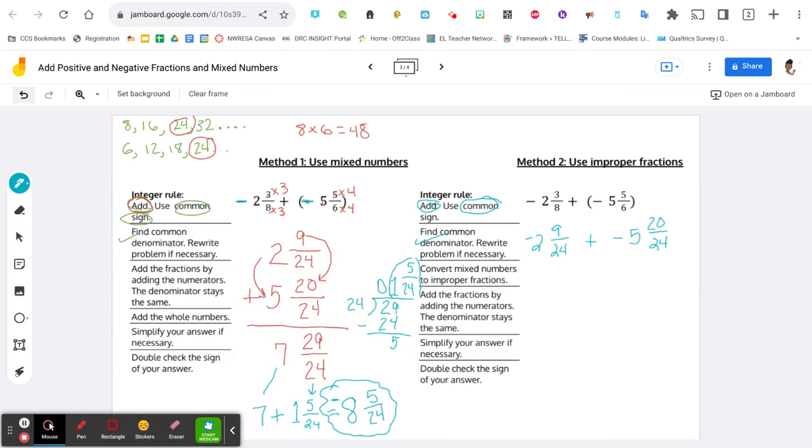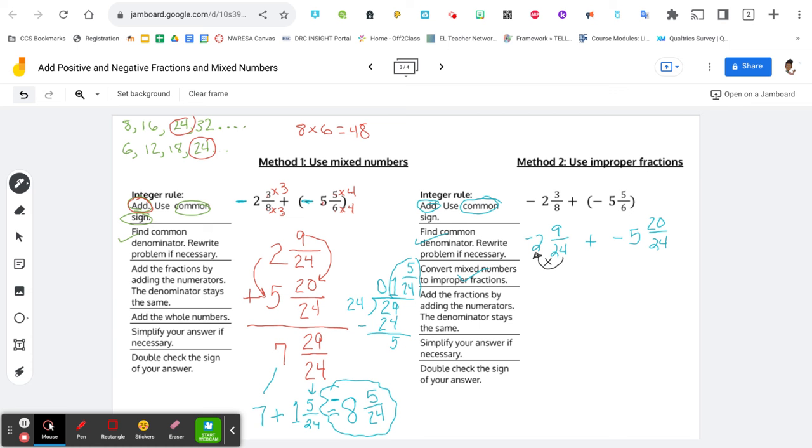Now, here's the part that gets kind of hairy. This whole converting mixed numbers to improper fractions. In elementary school, when you have numbers, generally they're smaller. But as you get older, your numbers are going to get bigger. And this whole converting the improper fractions requires you to be a strong multiplier. So if you struggle with multiplication, this is probably not the best method for you.